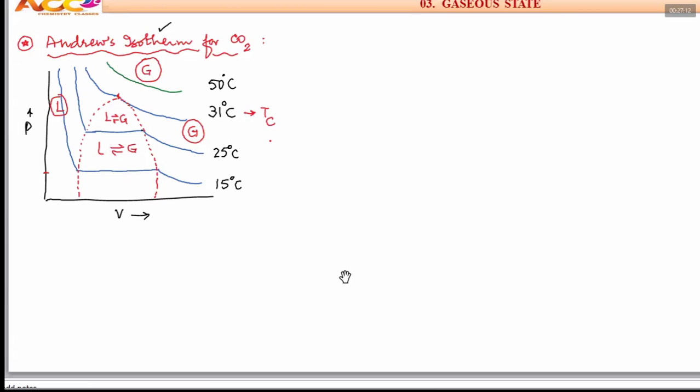C is subscript here, and this corresponding pressure is known as critical pressure, PC, and the corresponding volume at TC and PC is called critical volume, VC.